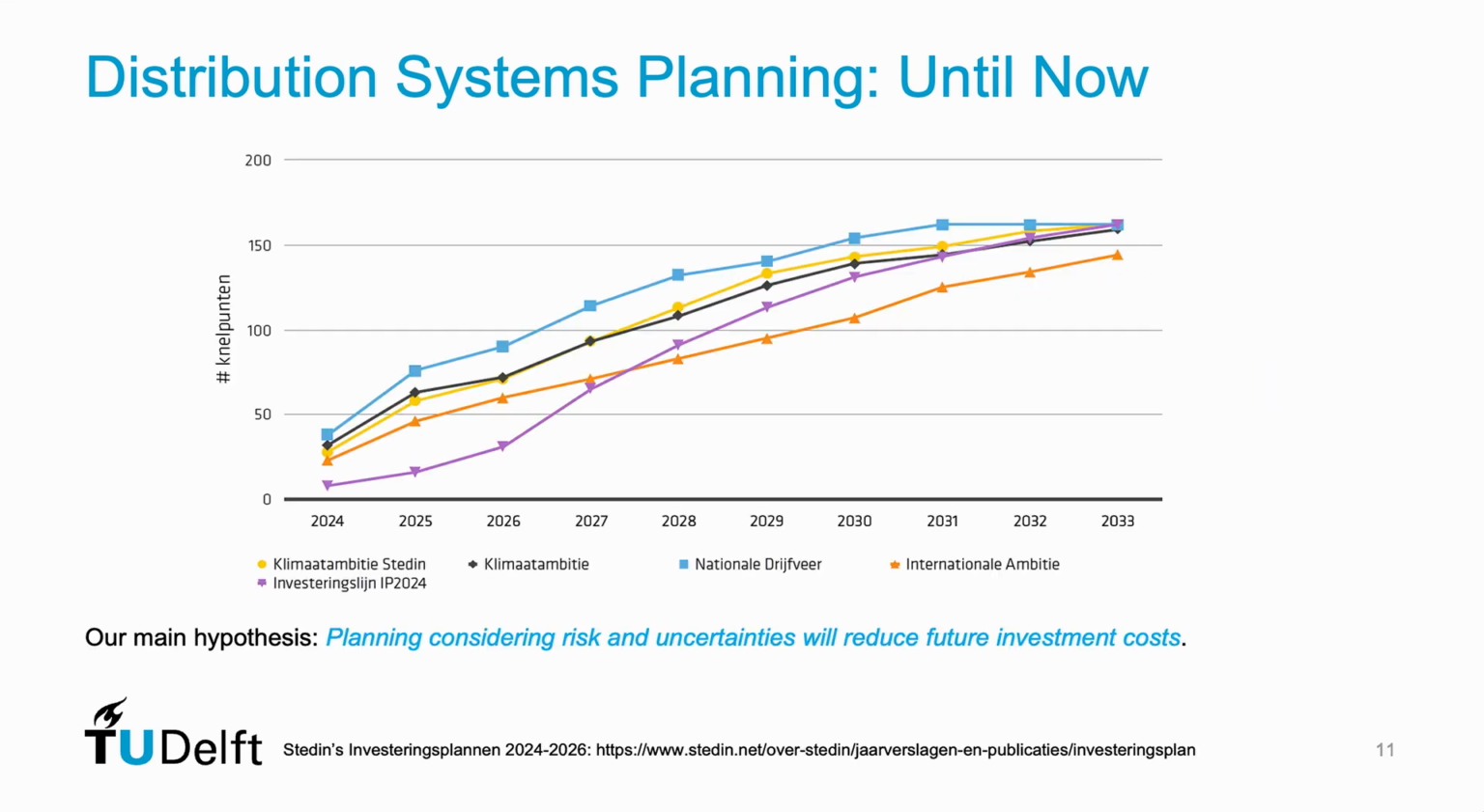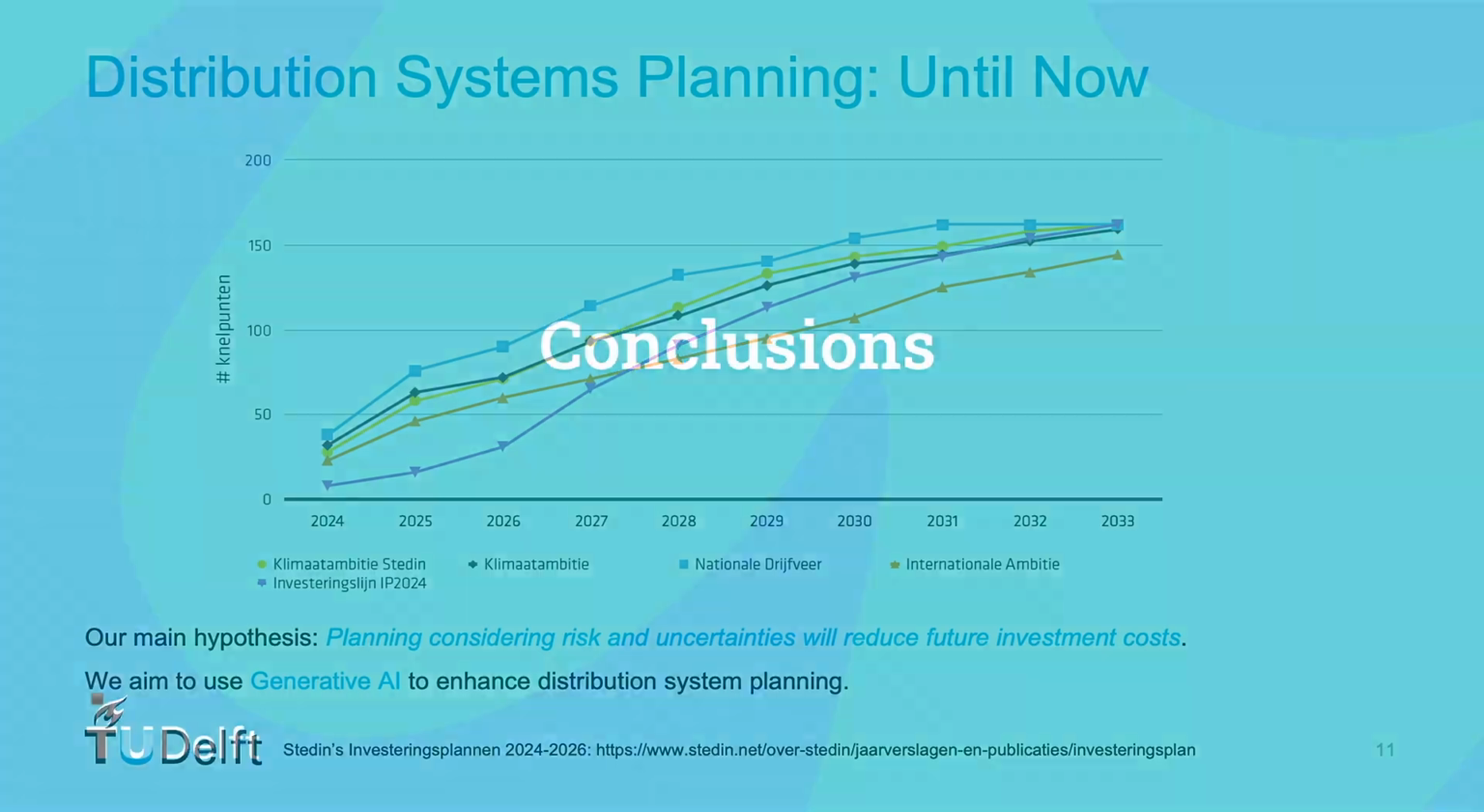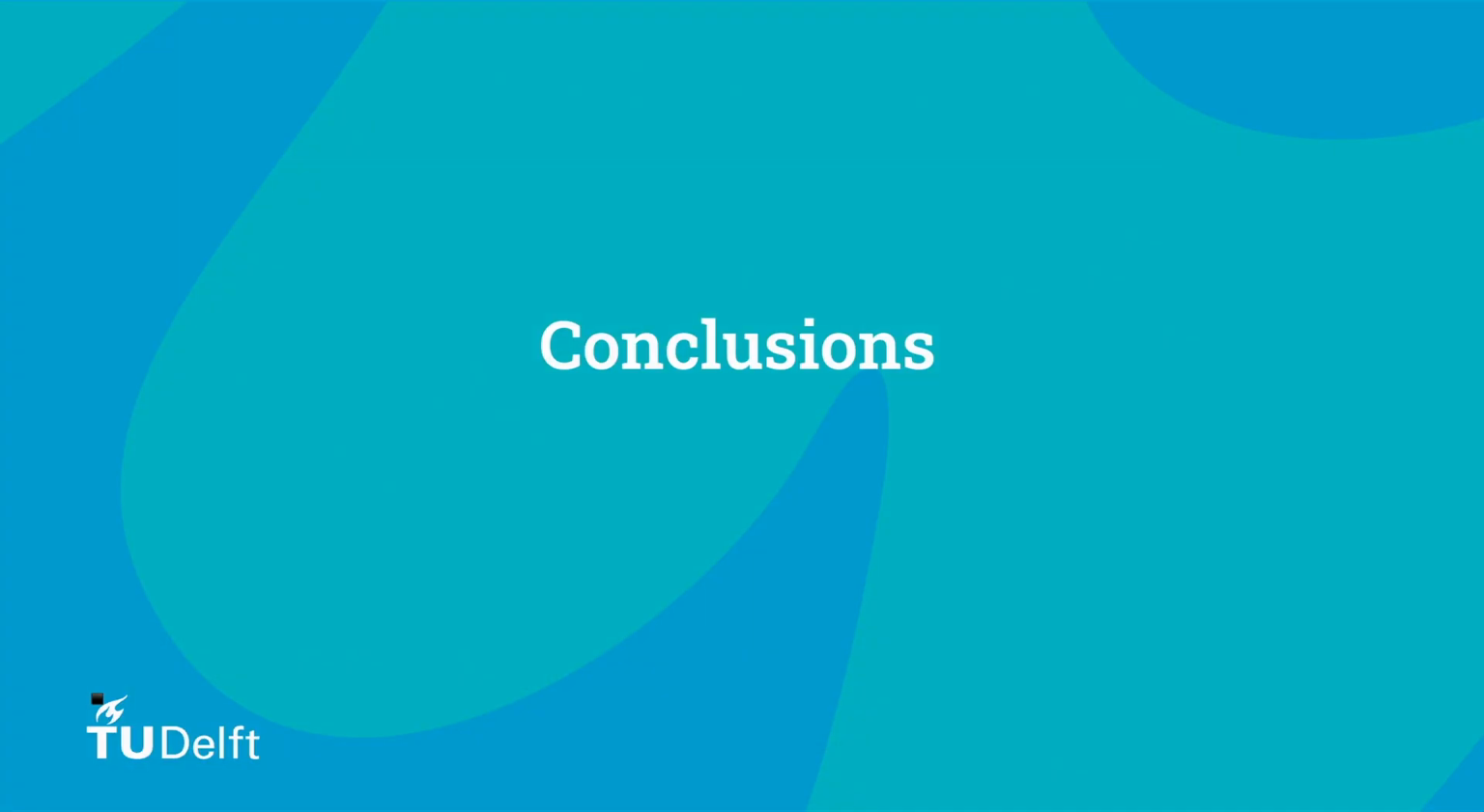Here is our hypothesis. If we incorporate risk and uncertainty into planning, we can reduce future investment costs while maintaining reliability. And this is where generative AI comes in. By modeling real-world variability, not just worst case, we can optimize grid designs for realistic scenarios.